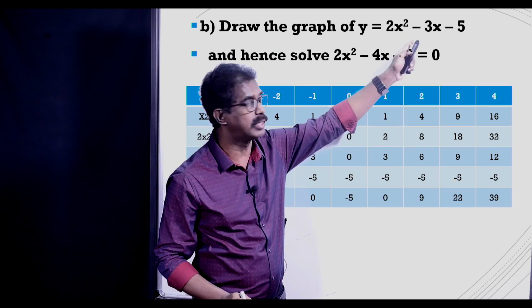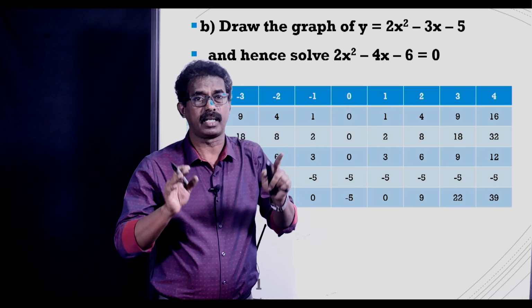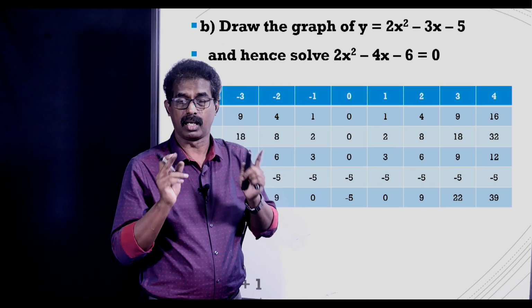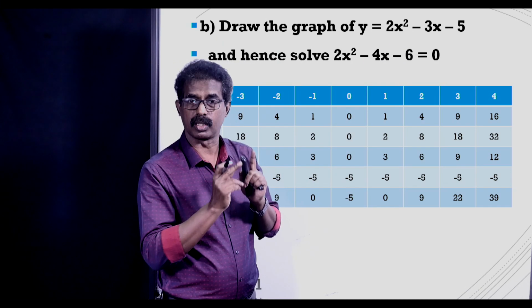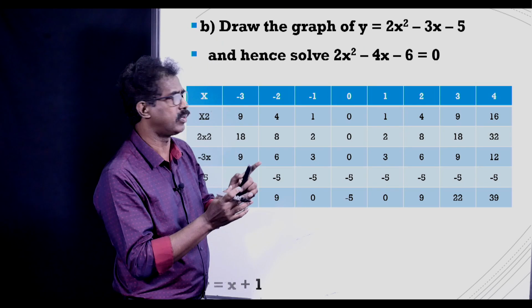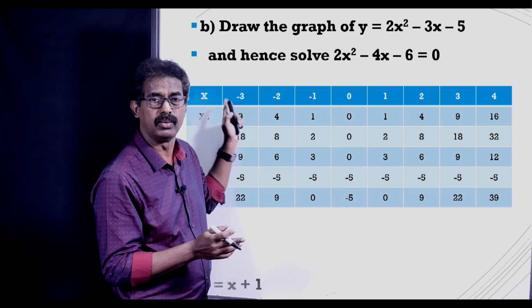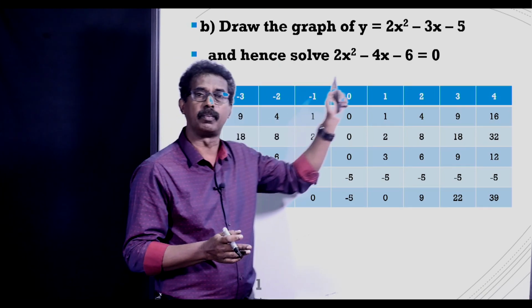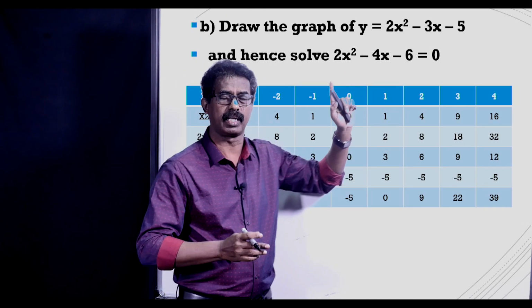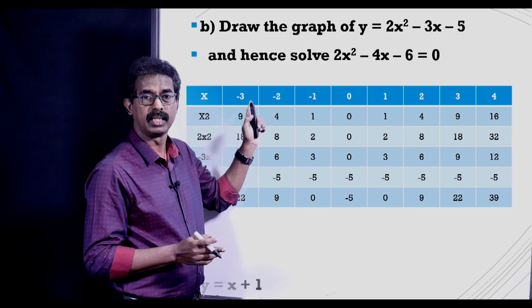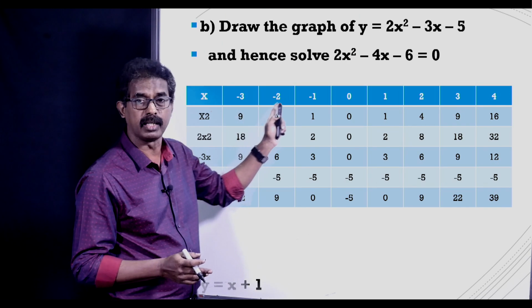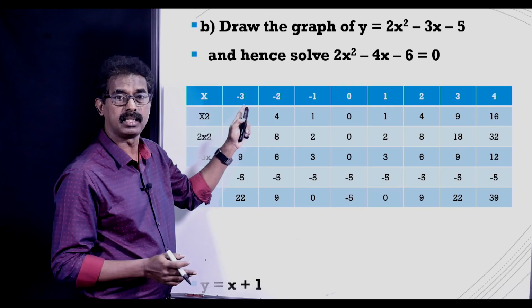So 2x square minus 3x. But the easy methods already I taught in that graph video. You can listen to that one, you can go through that, so you can understand. Otherwise we don't know what values you have to give. Sometimes we'll start from -4 to +4, then the cases will come, right? So easy method you can do. Here I'm starting with -3, -2 up to 4, and x we have taken.